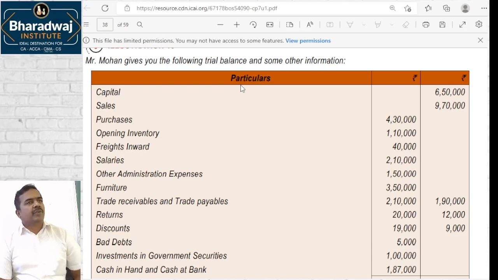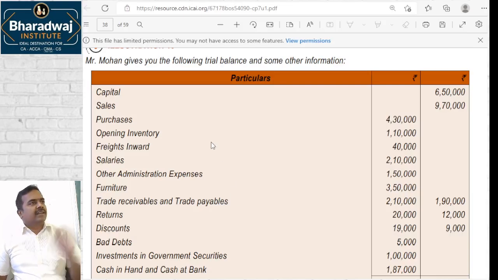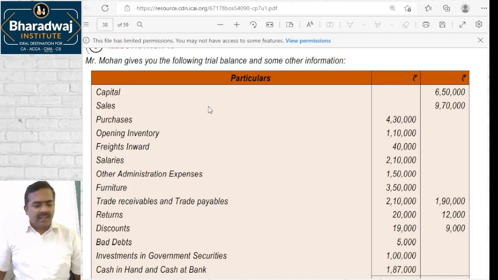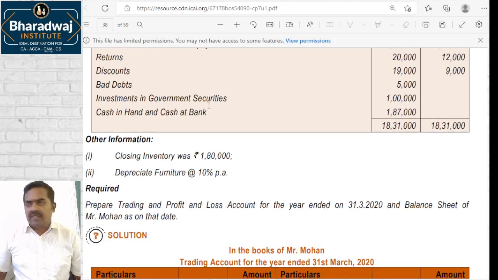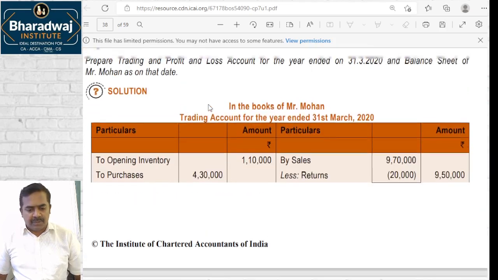Before we begin with accounts of manufacturing entities, let us recollect accounts of a non-manufacturer. We are given a trial balance and adjustments. For that, we have to prepare a trading P&L account. That's what we used to do.